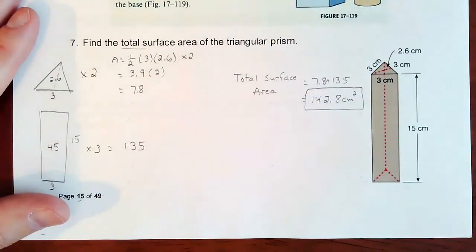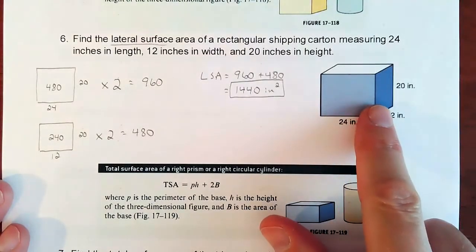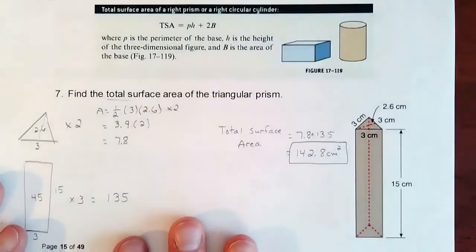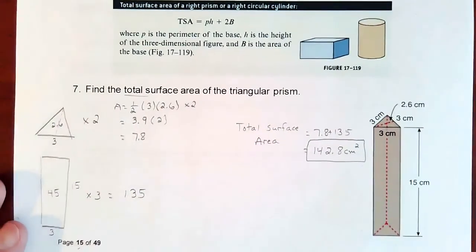So that was finding lateral area, which is just the sides, and finding total area. To me, I just draw my pictures, figure out what my areas are, and then add all the pieces together that I need to add together.